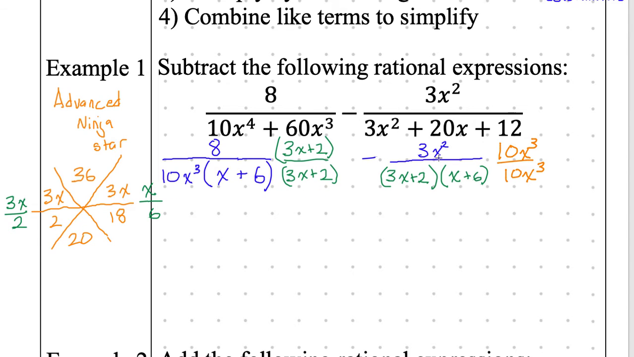That's just cruel and unusual punishment. So the denominator stays the same. The denominator is just 10x to the power of 3 times x plus 6 times 3x plus 2. And note that the order of these doesn't matter. I could have put x plus 6 first.